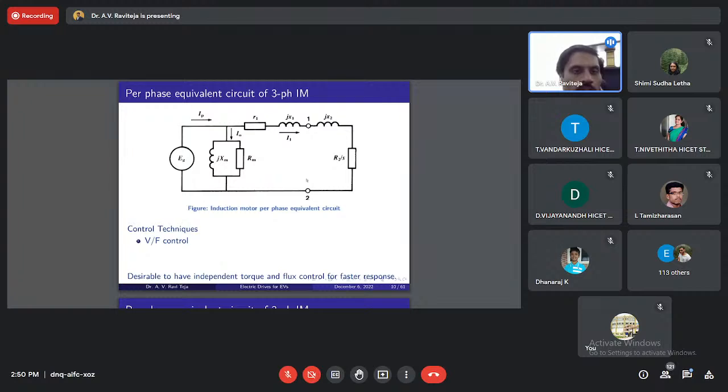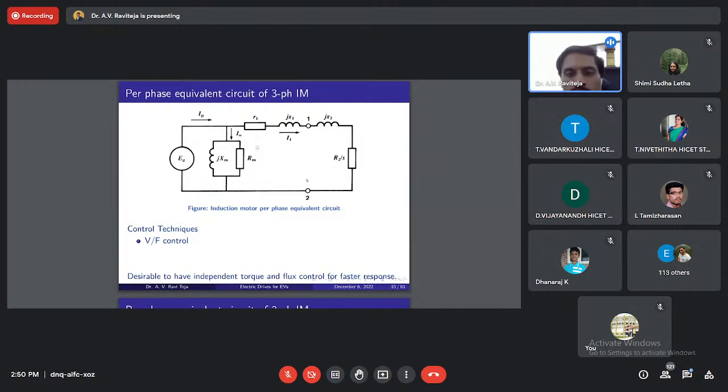For understanding that, first we'll see the per phase equivalent circuit of a three-phase induction motor. That looks like this. This is one phase. So the other two phases are also the same. The only difference is the phase voltage will be A phase, B phase, C phase. Only the voltage will be different. The equivalent circuit remains the same. This is a balanced induction motor, I am assuming.